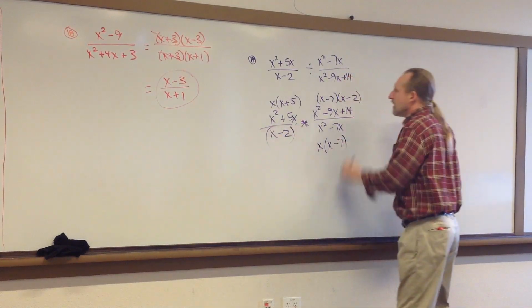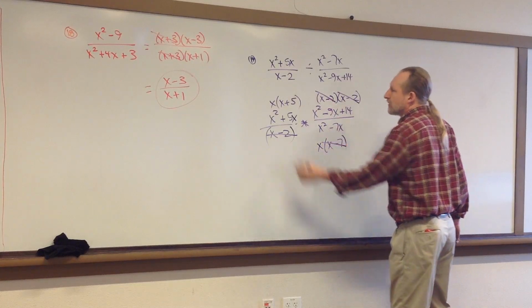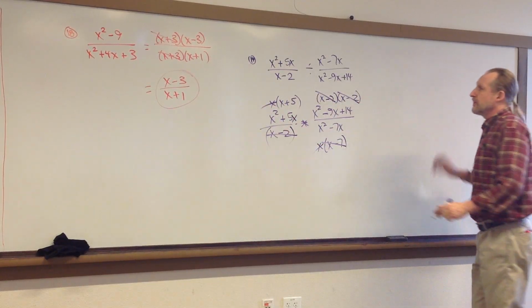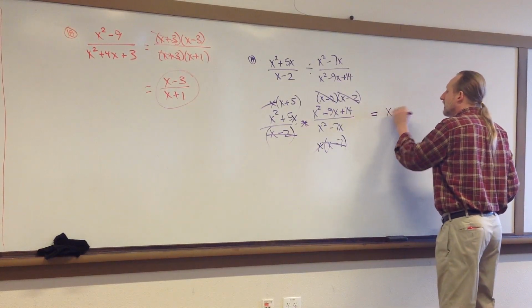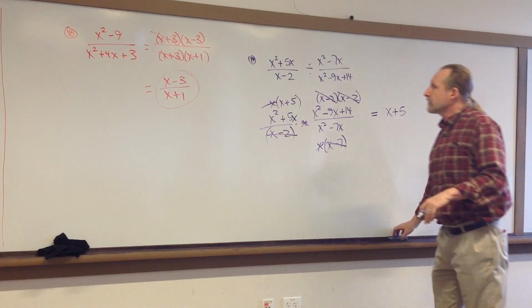It can't be factored. And so it'll just cancel that one. The x minus 7's cancel. The x's cancel each other out. Let's see, nothing left on the bottom, so all we get is x plus 5. If you want to write it x plus 5 over 1, that's fine too.